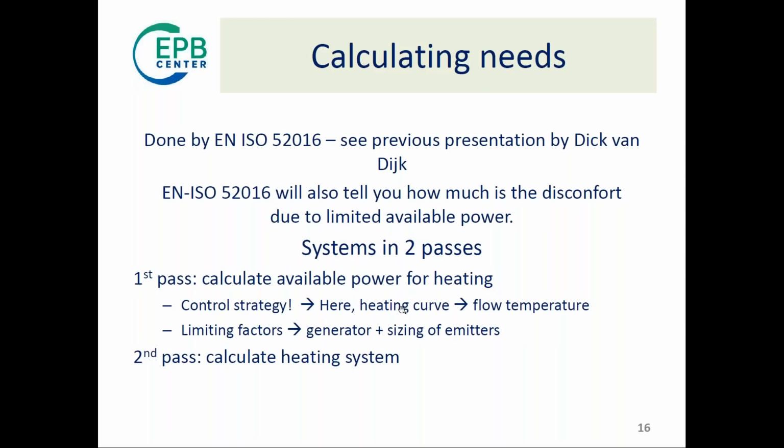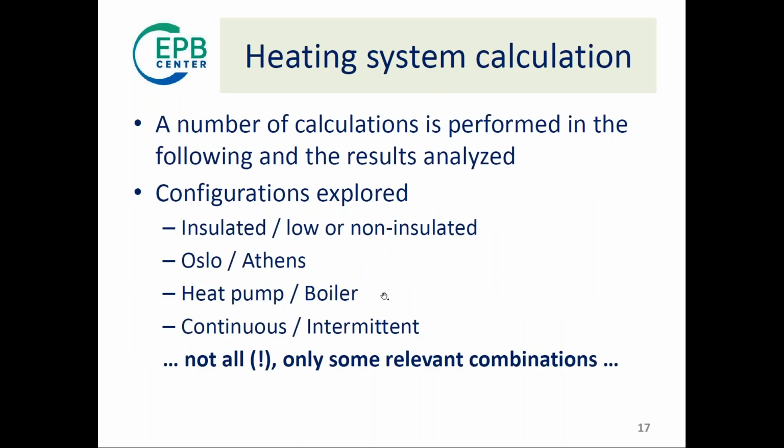This is quite a common option. So depending on the external temperature, I know the flow temperature, and the limiting factors could be the generator, heat pump typically, and the sizing of emitters. And if you know the flow temperature and the sizing of your emitters, you know the maximum power that can be emitted inside your building. This has all been taken into account, as you will see. And the second pass, you calculate the heating system. First pass and second pass, of course, across systems, if you remember the slide with the serpentine.